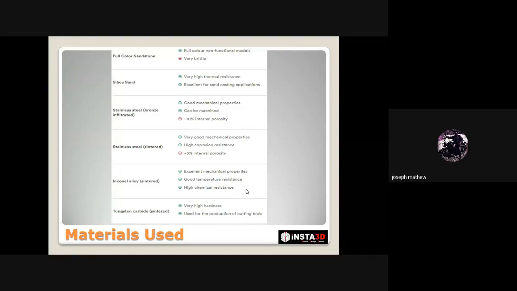So next one is the stainless steel, which is being sintered. In this, it has good mechanical properties and high corrosion resistance. And there is a little bit of internal porosity even after sintering of the stainless steel. Next is the Inconel alloy, and it has all the major advantages in the 3D printed component. Even tungsten carbide is also used in the binder jetting process.